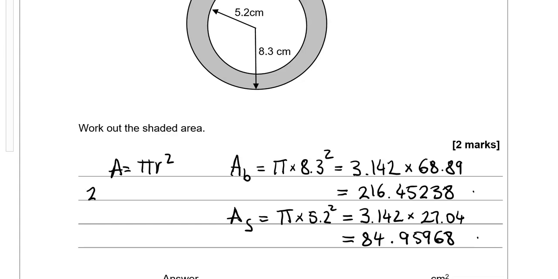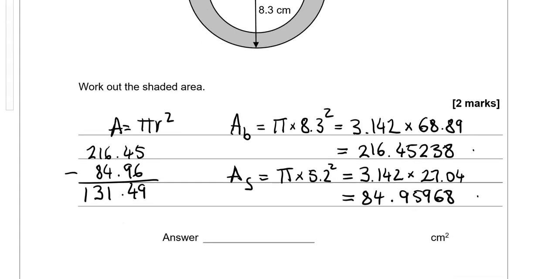So 216.45 take away 84.96, and this gives us 131.49 centimeters squared.